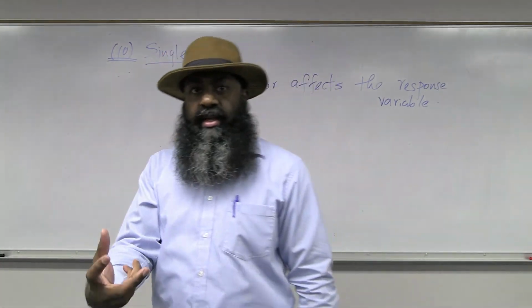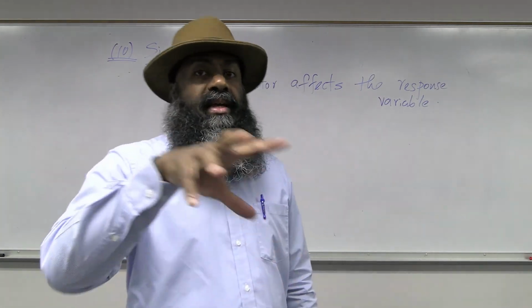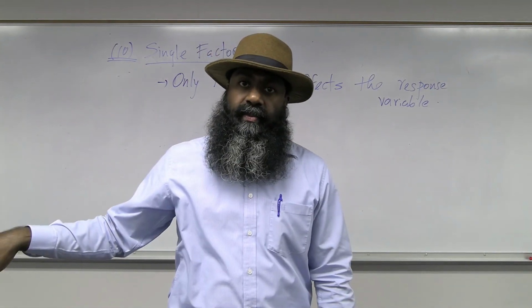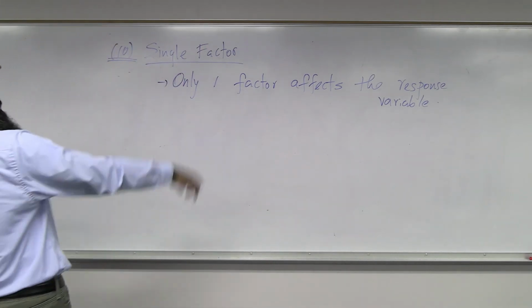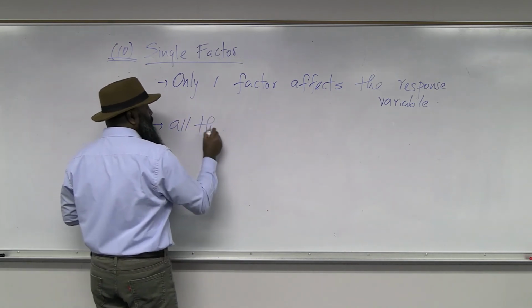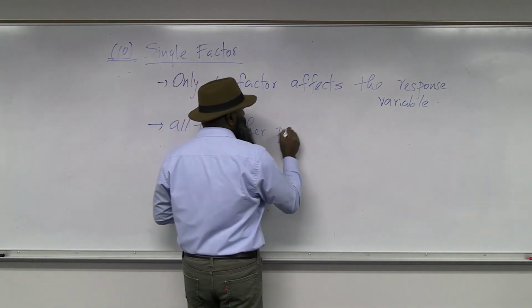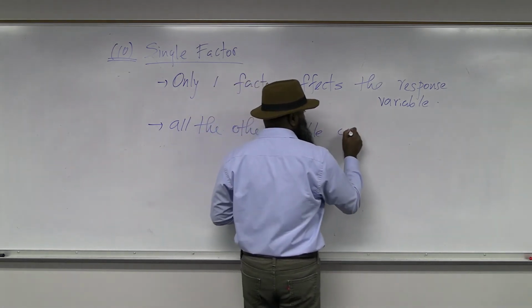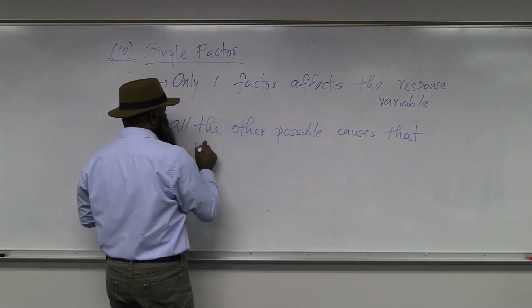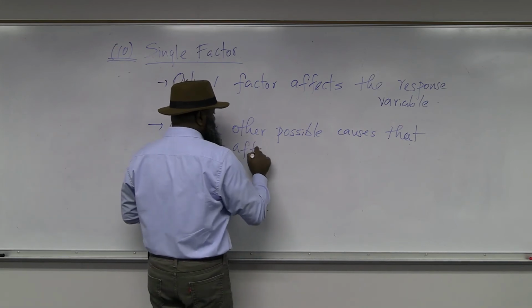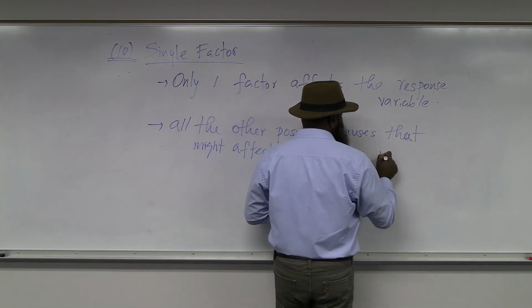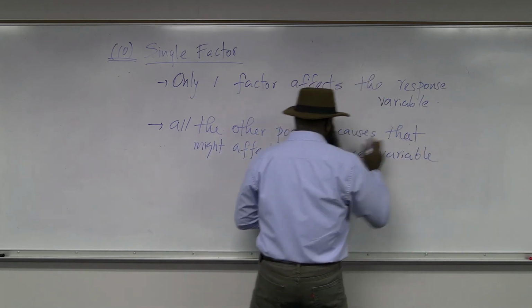So I have to make sure that all the other surrounding conditions that could potentially affect the response variable are all eliminated. Okay, that's the second important condition. Only one factor affects the response variable. All the other possible causes that might affect the response variable should be eliminated.